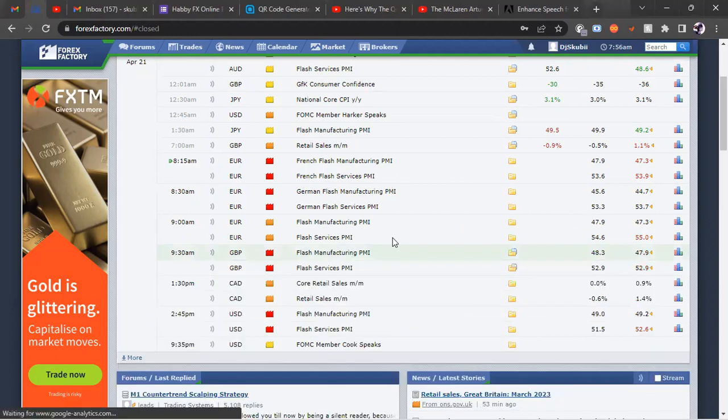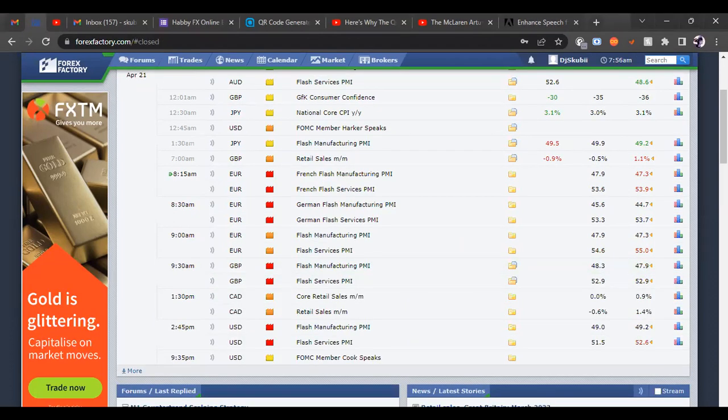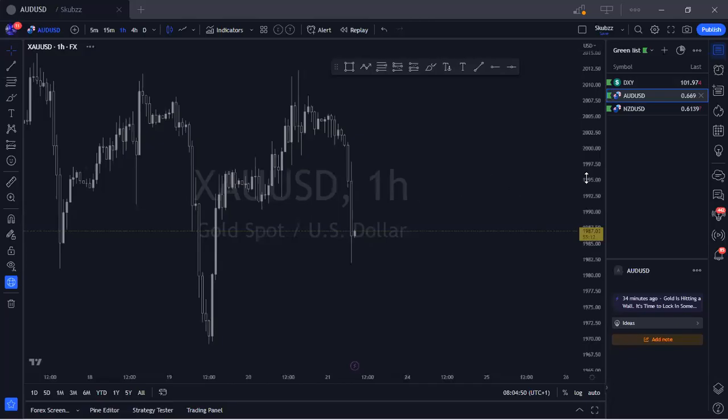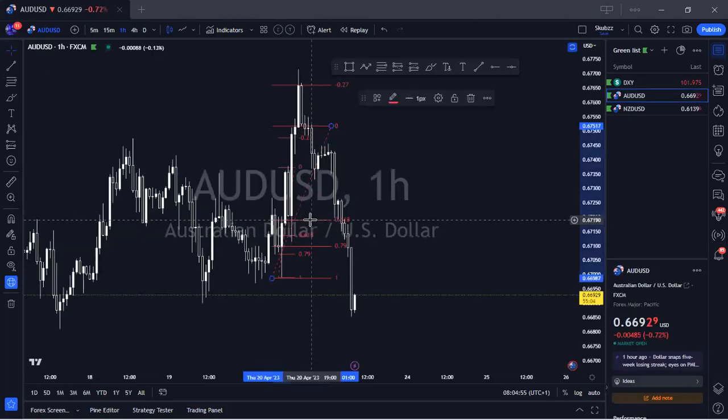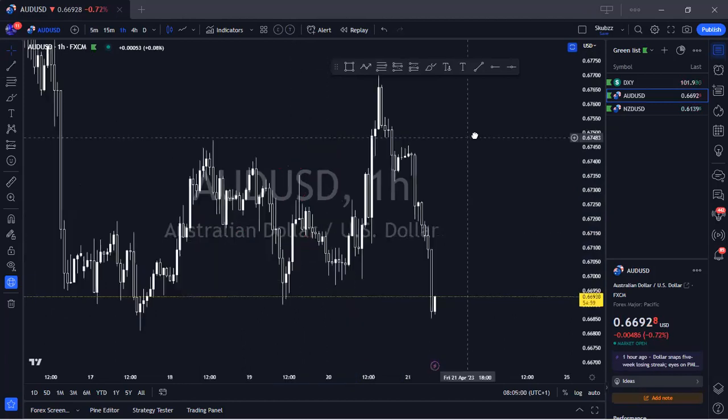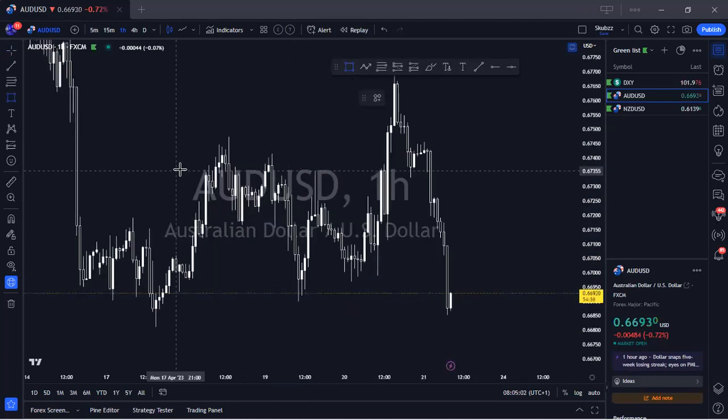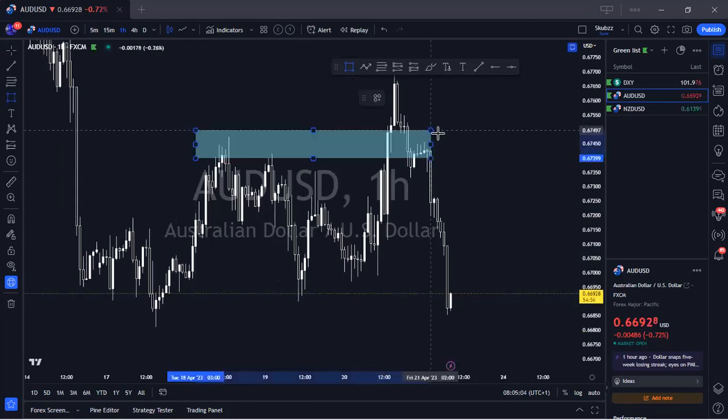Anyhow, let's jump on our charts and see what we can prepare ourselves for. So I'll be starting with AUD/USD. Honestly, I'm disappointed in it. Since yesterday, we've been in this range, a very unhealthy range. Look at the top of the range here, and then the bottom of the range here.